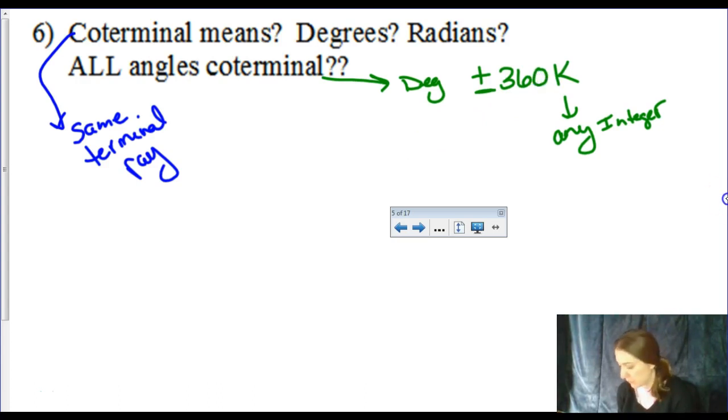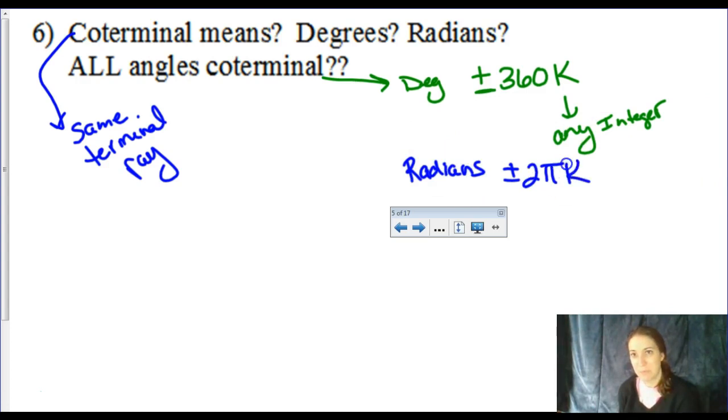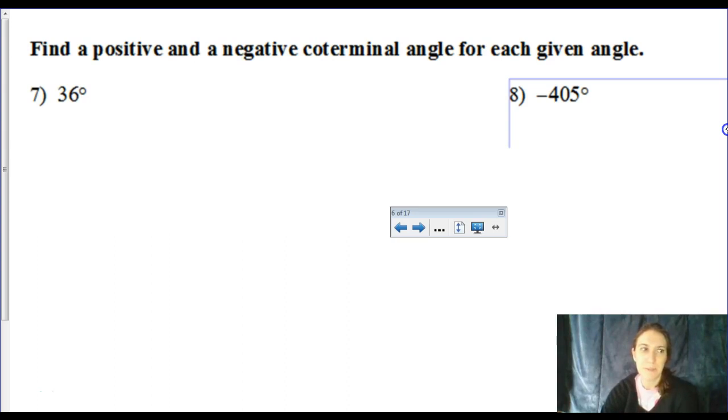Let's talk about the same issue if we're measuring in radians. Coterminal angles for radians would be adding and subtracting full rotations in radians, which we know are 2 pi's. So, 2 pi k, where k is any integer, is how your book describes it, because they'll just have 2 pi k instead of the plus or minus. We're going to use that notation quite a bit when it comes to solving trigonometric equations later, so look forward to that.